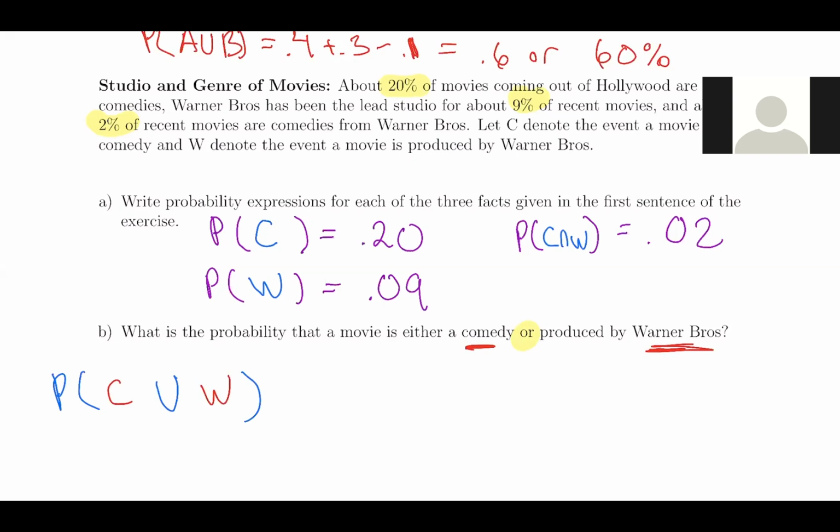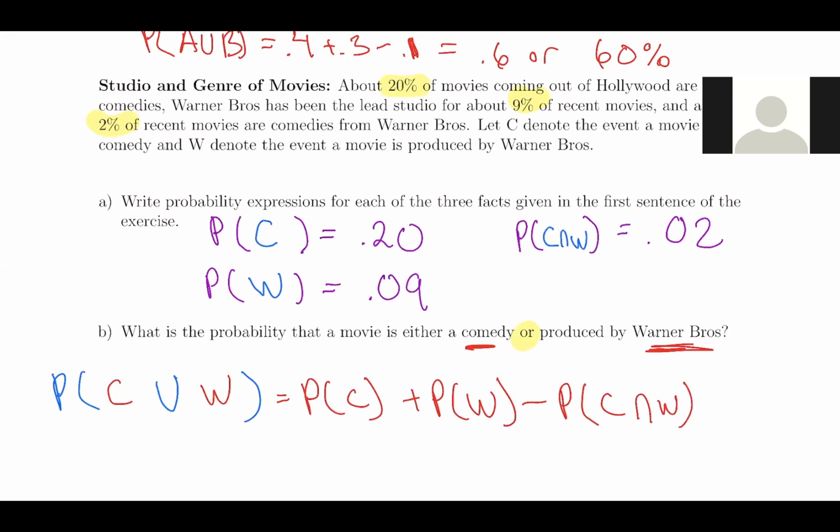Okay, so let's go ahead and write it as a notation. We're going to find the probability that it's a comedy, add it to the probability it's produced by Warner Brothers, and subtract the probability it's a comedy and was produced by Warner Brothers.